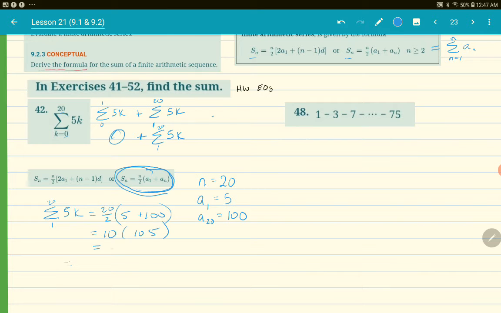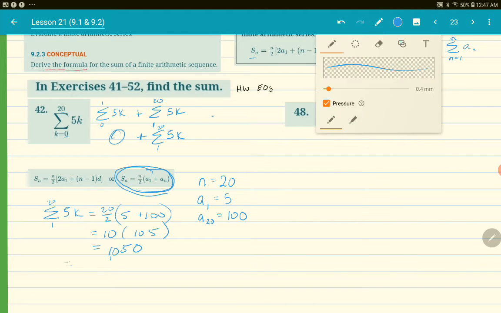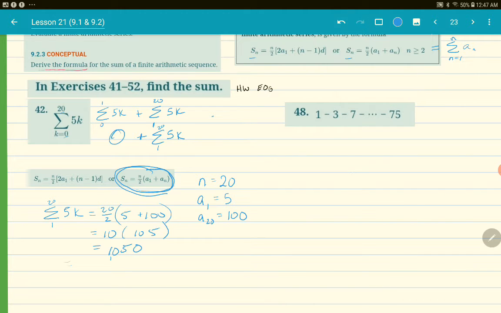And then I get 105 times 10, which is 1,050. So I could use the other formula with that difference of 5, and that will still give me the same number. I just kind of picked a formula and went with it. So there is my sum.